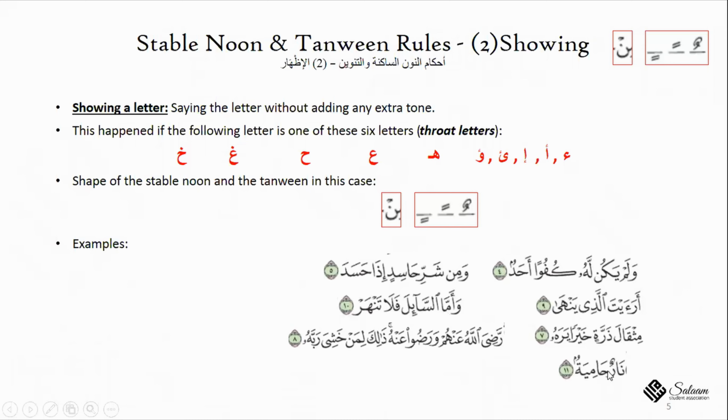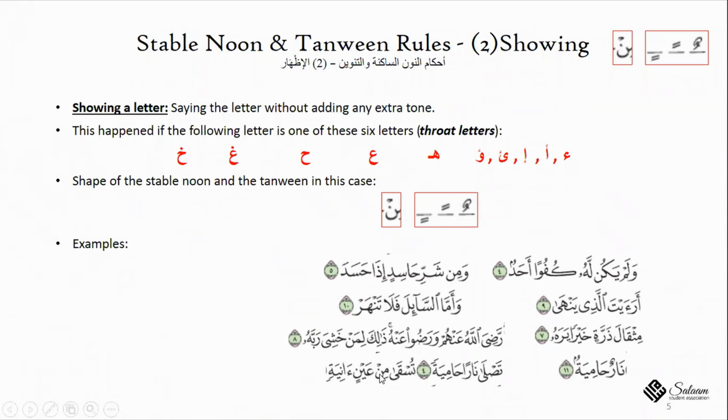Here, tanween, ha after it. This is ha, this is tanween. It's written this way because this is ha after it, and you have to show it. نار حامية. تصلى نارا حامية تسقى من عين آنية.